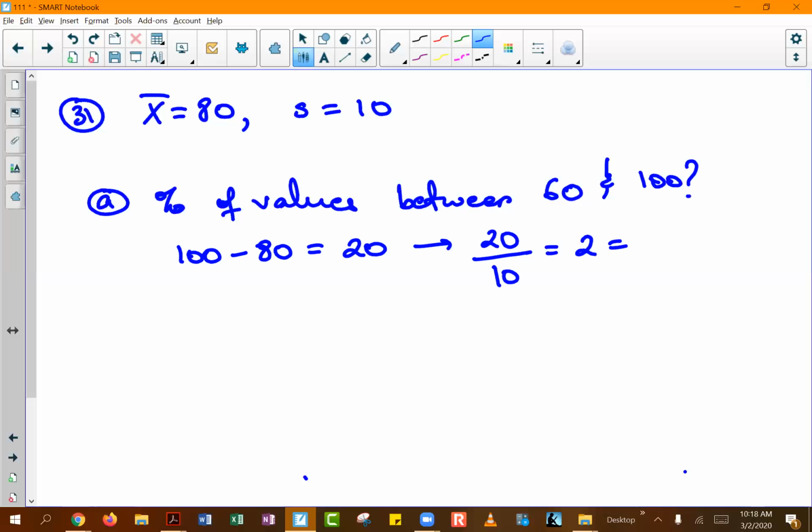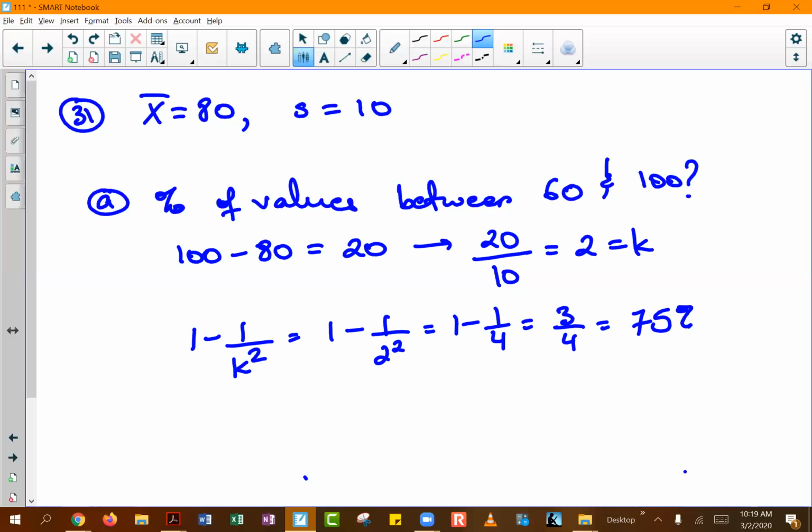And this will be our k value, right? So if it's 2 standard deviations away, it's 75%. So if you remember that, then you don't have to go through the calculation. If you don't remember that, then this is where we would bring in that Chebyshev formula. So that would be 1 minus 1 over 2 squared, which is 1/4. 1 minus 1/4 is 3/4. Convert that to a percent, you have 75%.